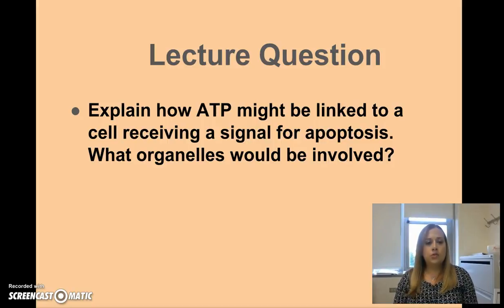And so that leads into your lecture question. So I want you guys to send me a message and explain how ATP might be linked to a cell receiving a signal for apoptosis. So what organelles would be involved? How is ATP linked to a cell that might be receiving a signal for programmed cell death? All right, so that's kind of stuff that we've talked about in the previous unit, tying together with what we're covering right now. So, all right, thanks guys.